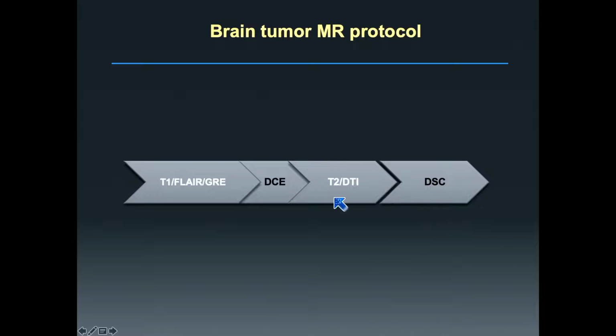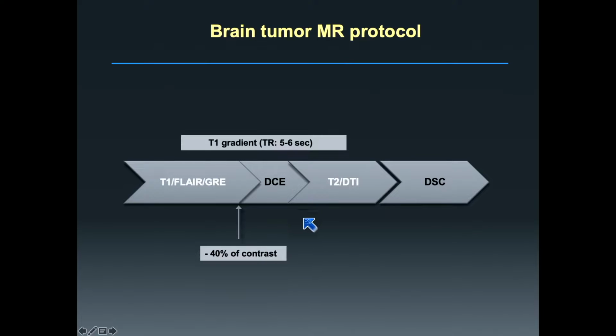So this is a brain tumor protocol that I used at Sinai, where me and Larry both work together. At the beginning you basically do some of your conventional imaging, T1, FLAIR, gradient images. Then you start doing your DCE, dynamic contrast enhanced imaging. You use basically about 40% of the contrast that you are to give to the patient for that image acquisition. It's about 5 to 6 minutes.